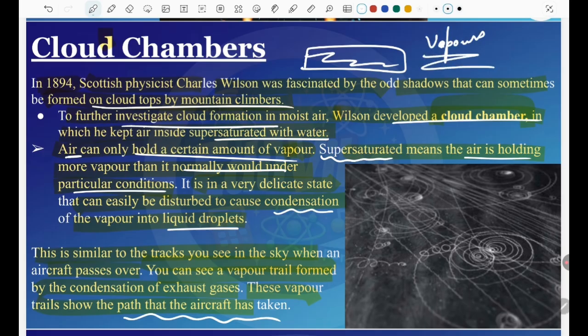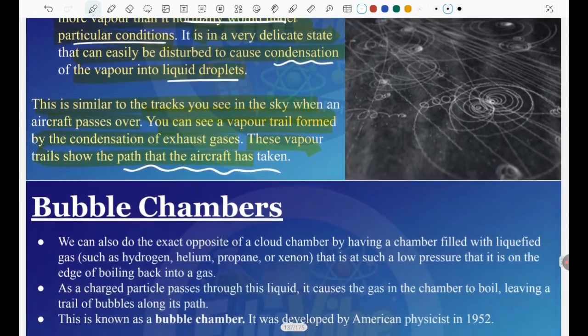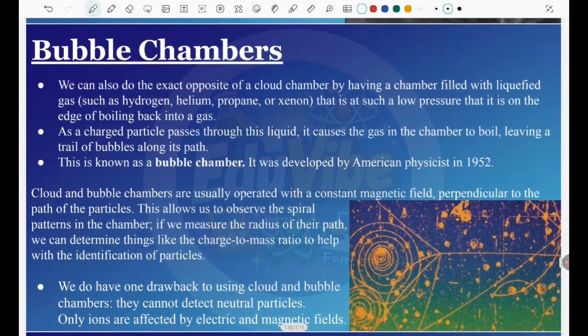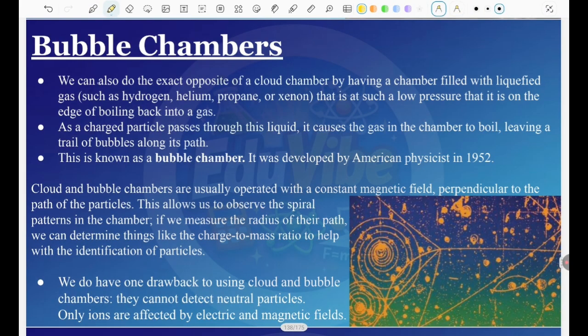So these are all about clouds, where we involve supersaturated air and how the vapors behave. These are the cloud chambers used to detect subatomic particles. We have another thing called the bubble chamber. We can do the opposite of the cloud chamber by having a chamber filled with a liquefied gas such as hydrogen, helium, propane, or ozone.